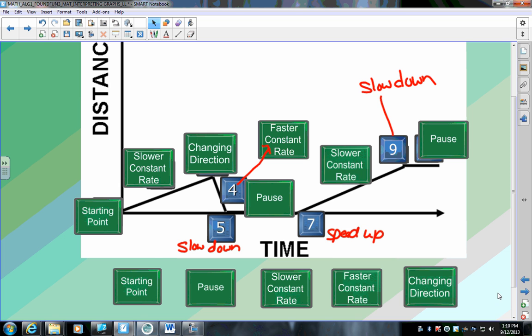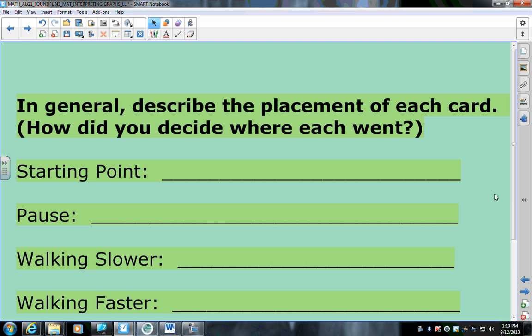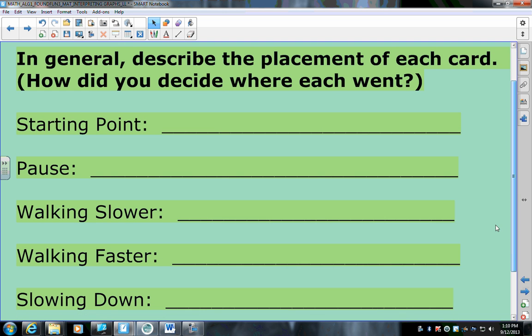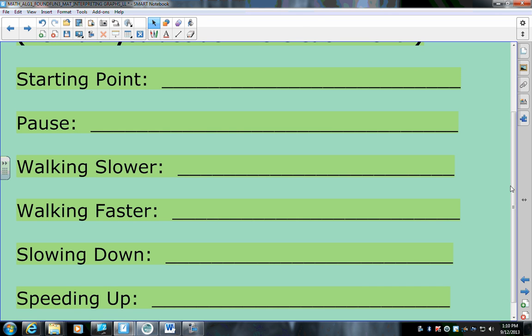So if you flip your paper over now, it says in general, describe the placement of each card. How did you decide where they went? Well, the starting point was always at the beginning.